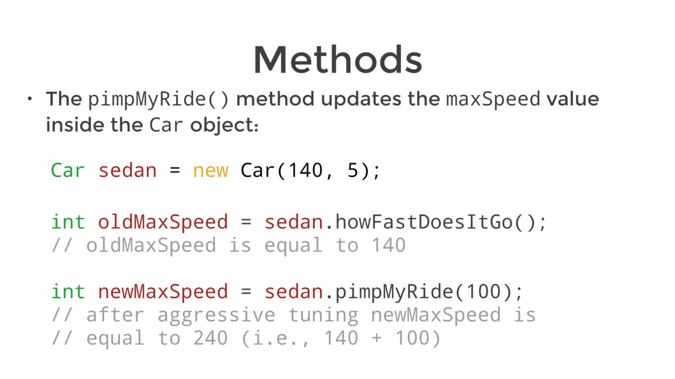For example, we can store the maximum speed of the sedan by calling how fast does it go on the sedan object in a variable called old max speed. And because we've created the sedan with a max speed of 140, old max speed will be holding the value 140. If we call the method pimp my ride on the sedan and supply to it the number 100, then the value that's going to be stored in new max speed will be 240, because 140 plus 100 will be 240.